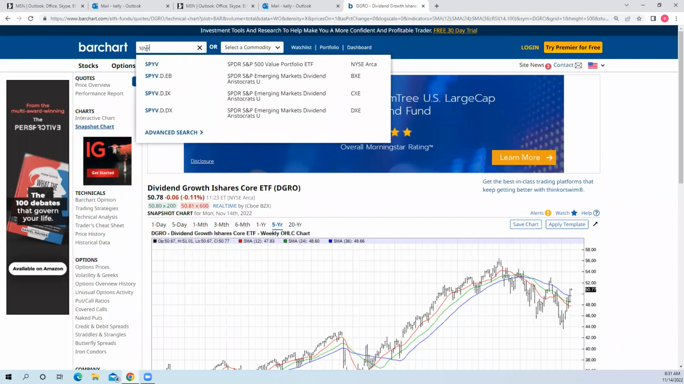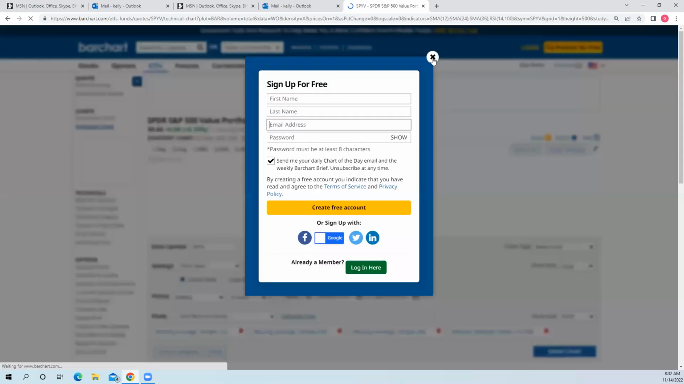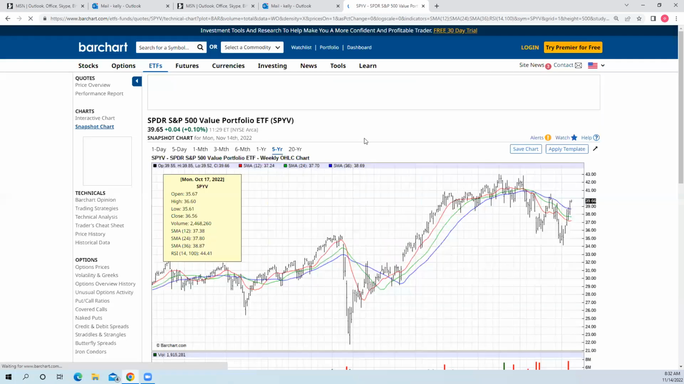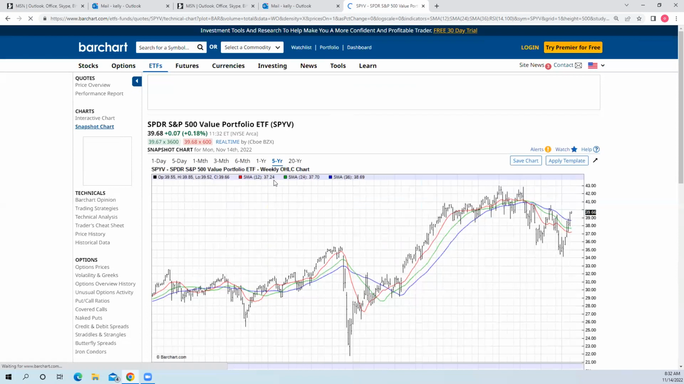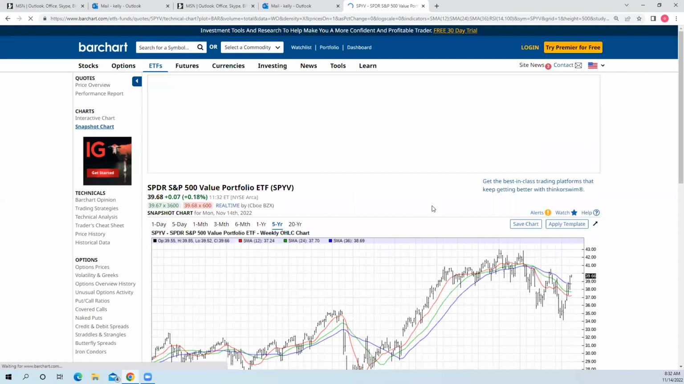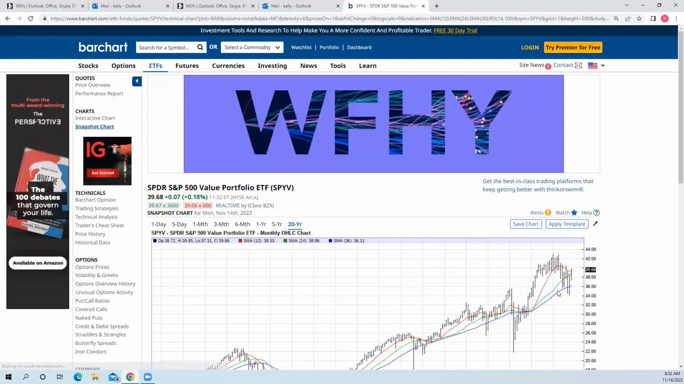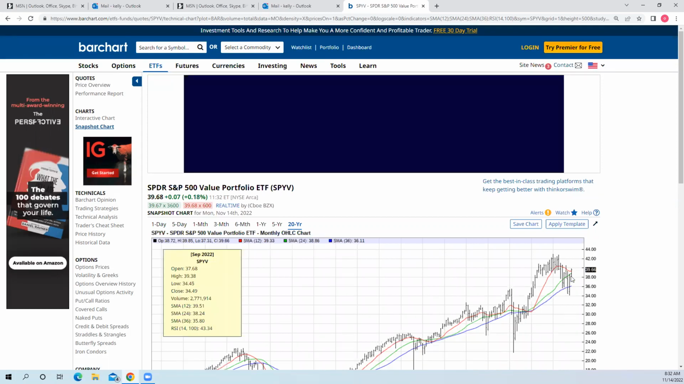Let's look at another one here for you. Value. And you can see again, back above the blue line on the 5-year, but I think on the 20-year, it's also looking fairly good. 20-year. See, that's way above the blue line, right? So this is where the money's going.